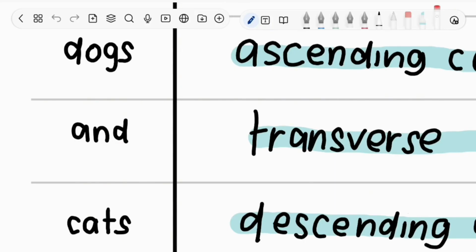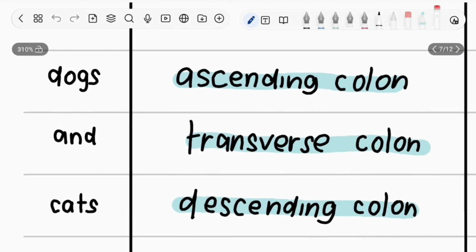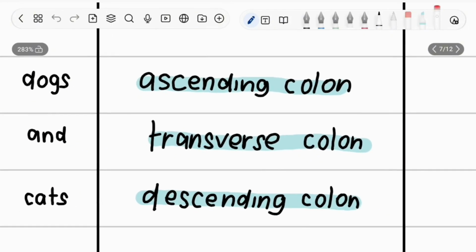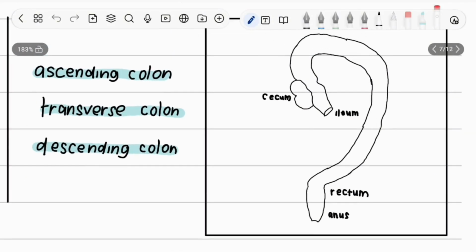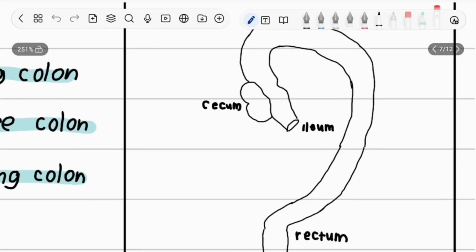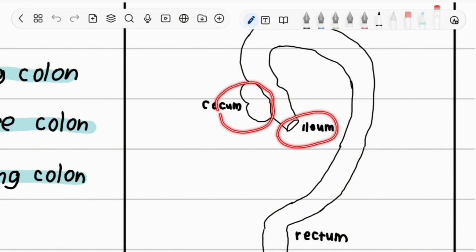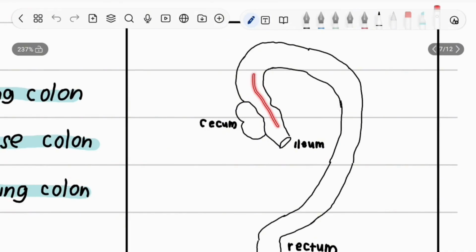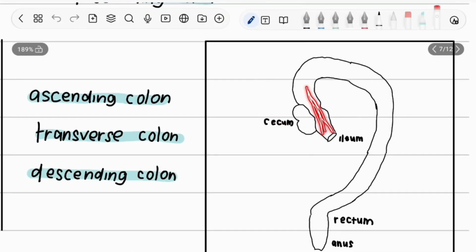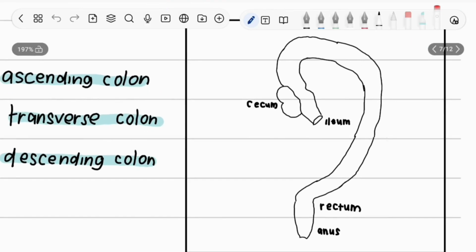In dogs and cats, the colon is relatively simple in structure, very simple, just three parts: the ascending colon, transverse colon, and descending colon, as I mentioned before. So let's look at this drawing. Here is the ileum. This is the cecum. This is the ascending colon, and this is the transverse colon, and this is the descending colon, toward the rectum and anus. So basically, it's very simple to identify. This is the structure of dogs.